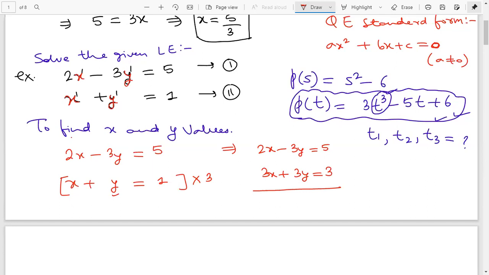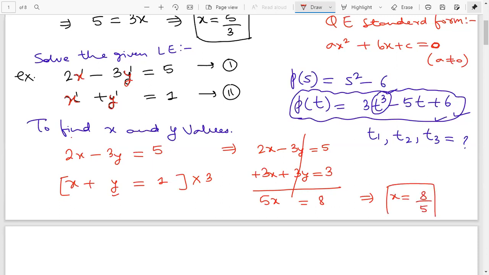Now we can simply add. In adding we don't have any sign change. Simply we will add, so this will cancel out because the values are the same and the signs are opposite. Adding will give 2x plus 3x, 5x, and on the right 5 plus 3, 8. So we have the x value, 8 by 5.